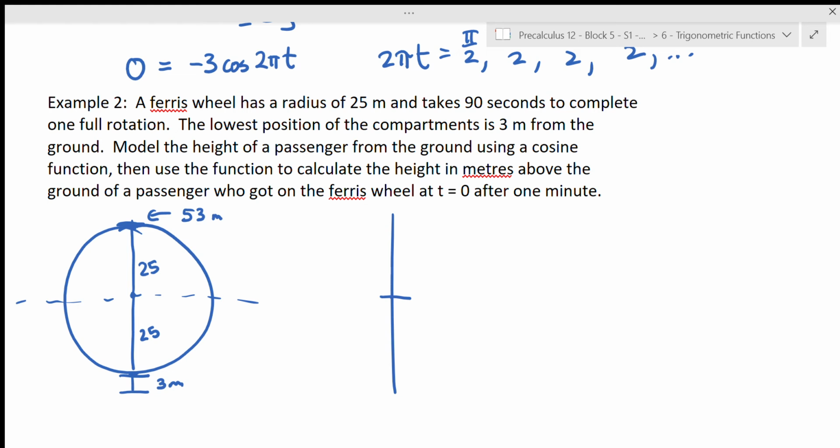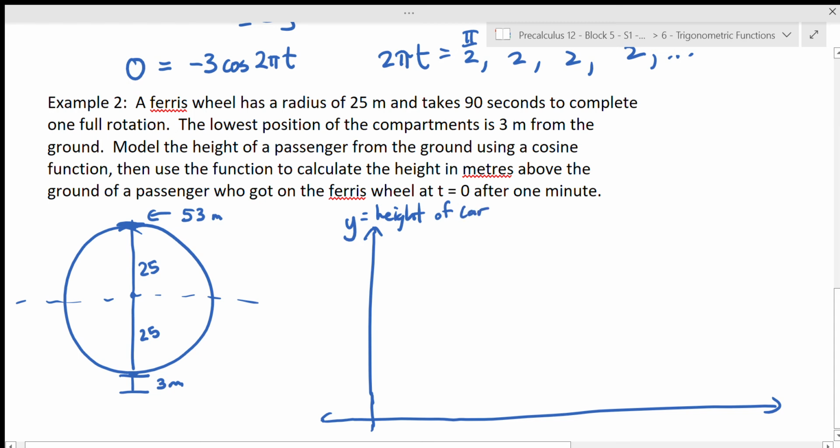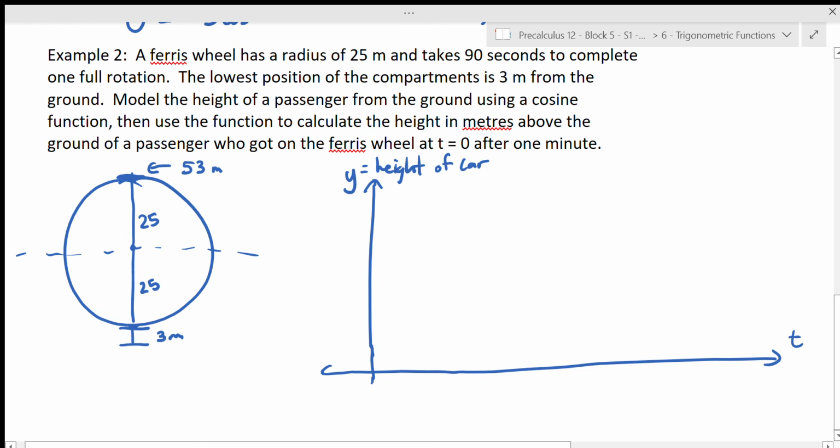So we're actually going to want to draw our x-axis down here because this entire thing is going to be above. This represents our y equals 0. Y is going to represent our height of the car. And then our t is going to represent how much time has passed. So we're starting at our lowest point, which is 3 meters. We're going to go up to a high point of 53.